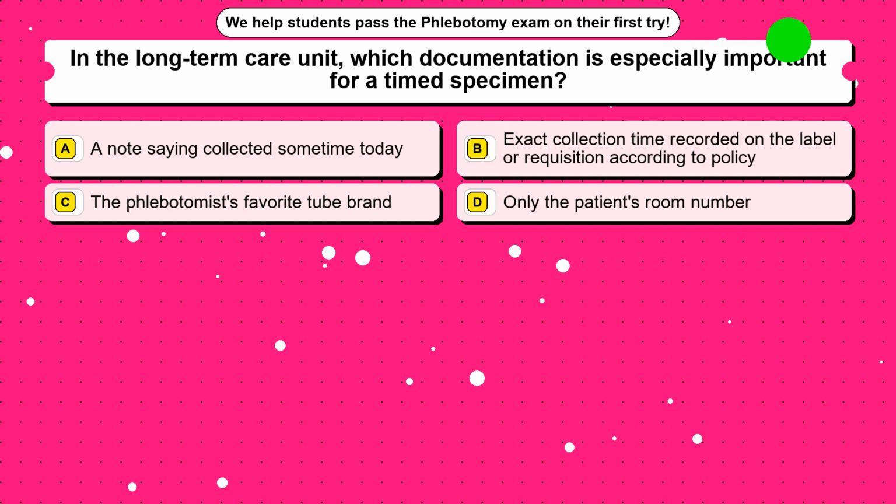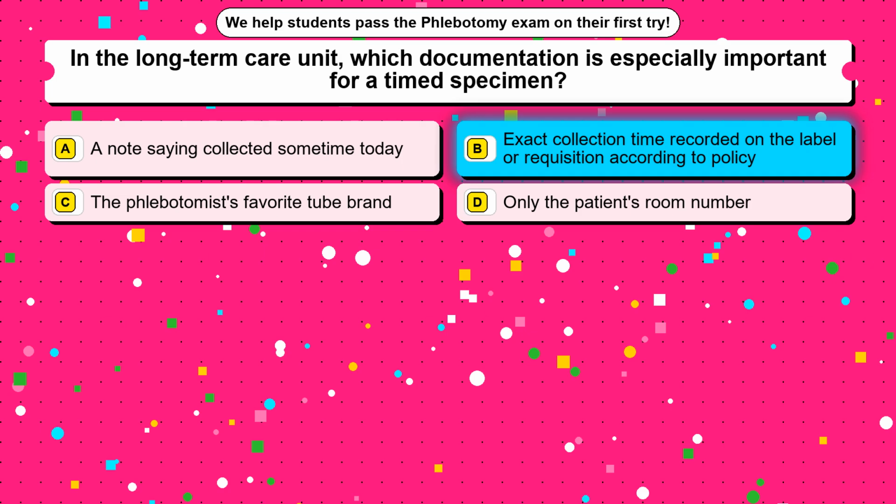Question 68. In the long-term care unit, which documentation is especially important for a timed specimen? Option A. A note saying collected sometime today. Option B. Exact collection time recorded on the label or requisition according to policy. Option C. The phlebotomist's favorite tube brand. Option D. Only the patient's room number. The correct answer is option B.